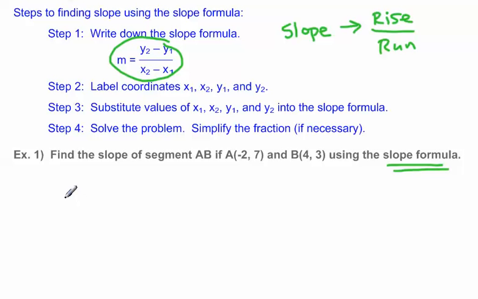But the first step here says write down the slope formula. So I'm going to copy what I have here. m equals y2 minus y1 over x2 minus x1. And so that's the first step here.